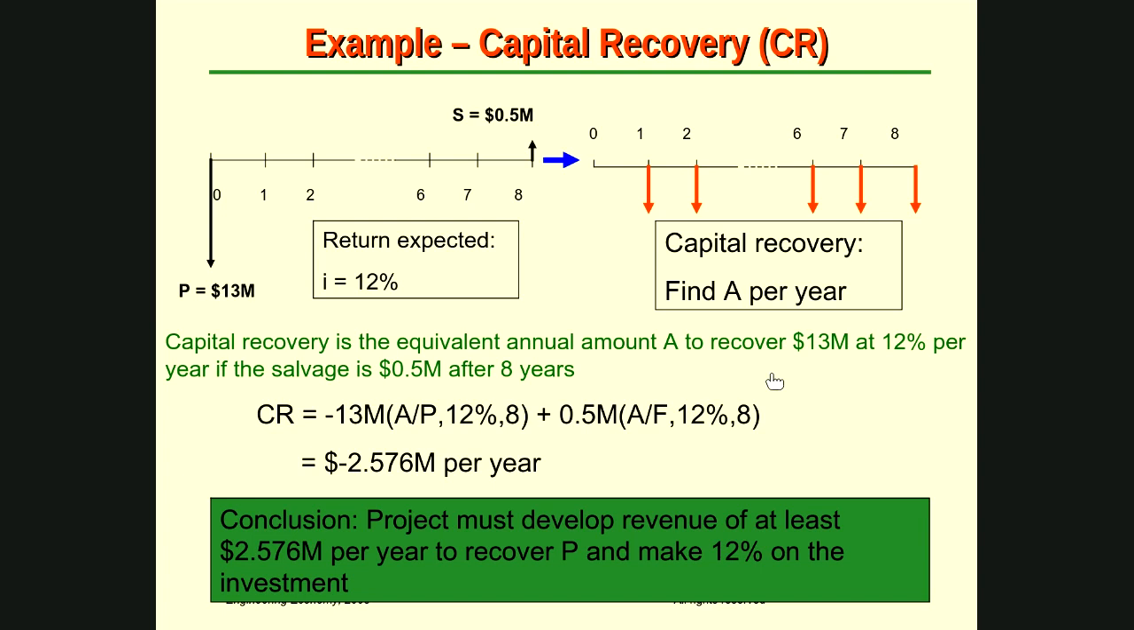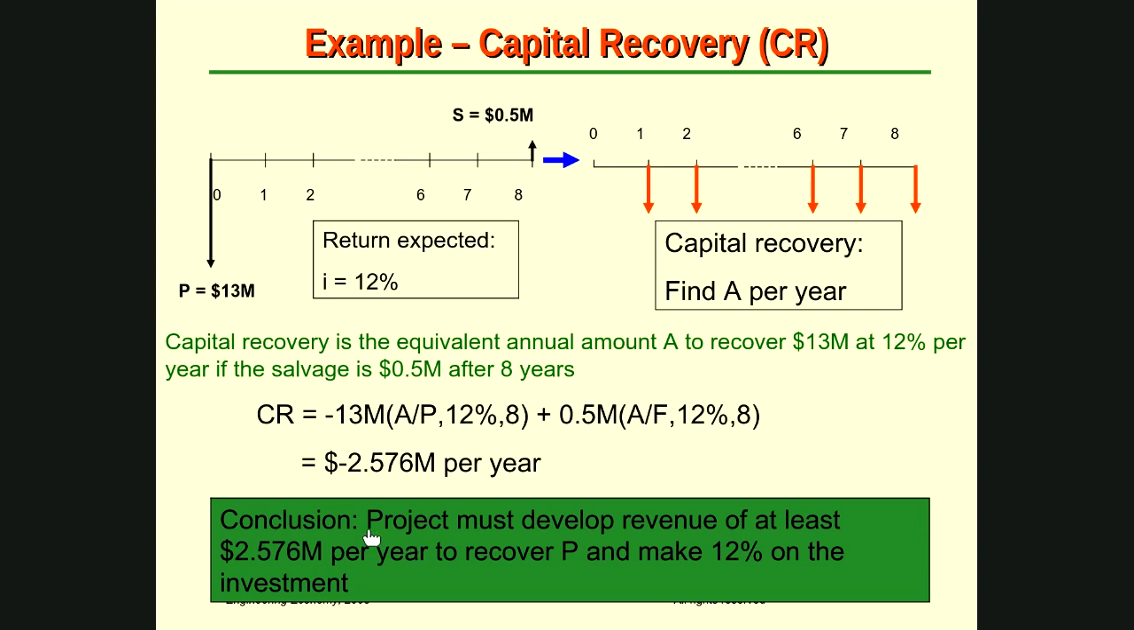So to find the capital recovery, the first cost of 13 million, minus A given P because it is placed in year 0, for the number of years 8, plus the 0.5 million A given F because it's placed in year 8 in the future. The value is 2.576 million per year. Now this green box here, read it carefully, and that's what I mean by explaining your answer after you find the numerical value at the end of the question.